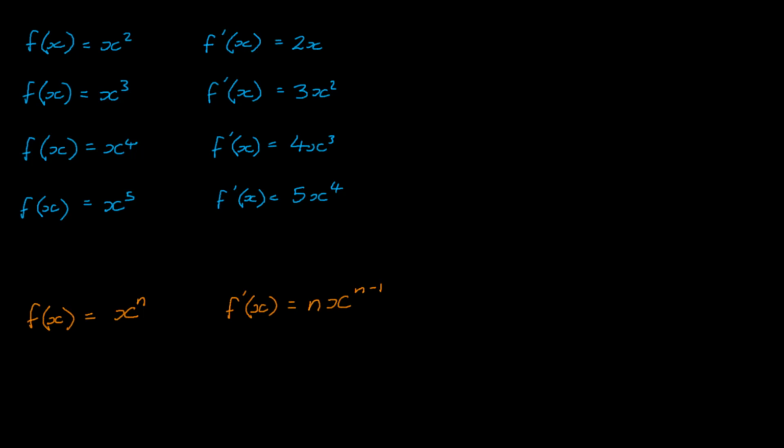This is our first rule, which will allow us to avoid having to use the first principles method to find every derivative. We can simply use this rule and apply it to any polynomial power and jump straight to the answer. And there's a reason that this rule works.